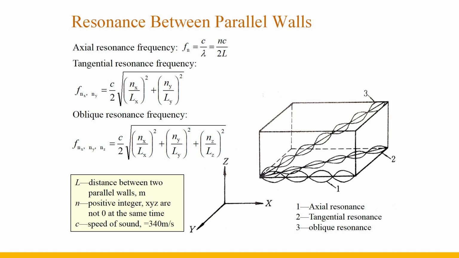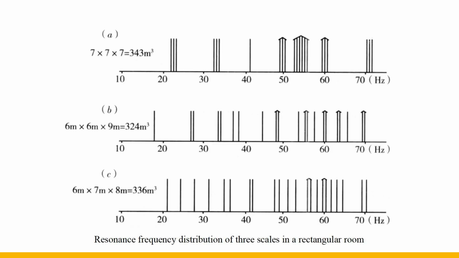It can be seen from the calculation formula of the oblique resonance frequency that the oblique resonance frequency includes the tangential and axial resonance frequencies. It can also be seen that the size of the room has a strong effect on the resonant frequency. This picture shows a rectangular room with three scales. Picture A has the same length, width, and height. Picture B has the same length and width, and picture C has unequal length, width, and height. Each vertical line in the figure represents a resonance frequency, and the symbol lambda indicates the same resonance frequency. As can be seen from the figure, there is an overlap of resonance frequencies.